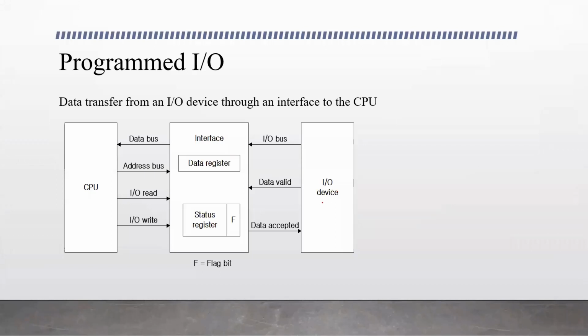We have an IO device, and the data transfer is done from the IO device to the CPU through an interface. In the middle between the CPU and the IO device, we have an interface. So how is this transfer done? When there is an instruction that instructs the CPU to transfer data from the input device, the input device loads the data in the IO bus. The IO bus, the input output bus, carries the input output information.